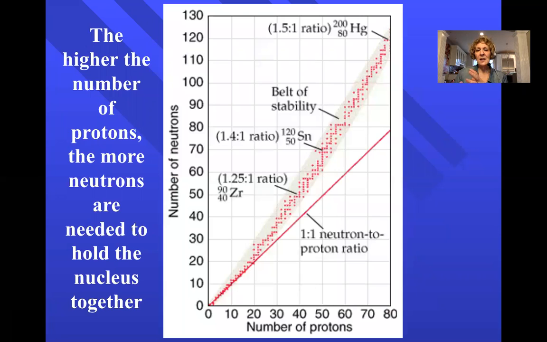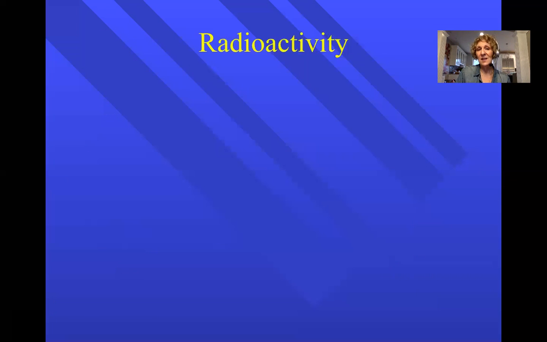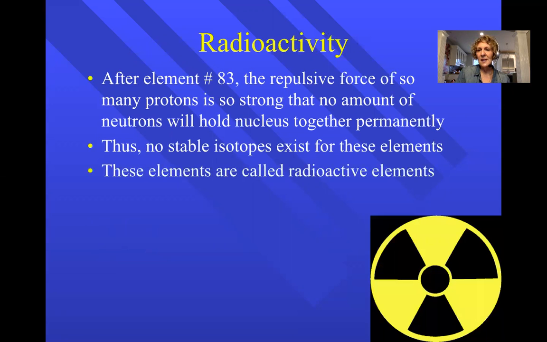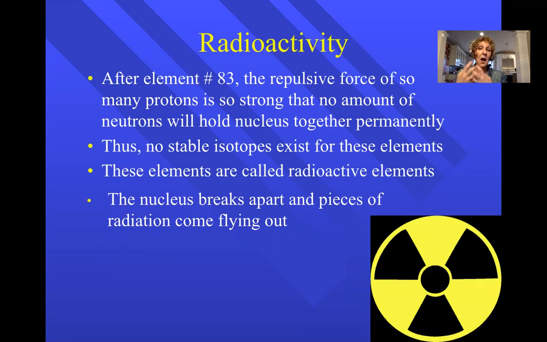But when you have a one-to-one ratio of protons to neutrons, the nucleus stays pretty stable. But as you get higher than element 83, and you get more neutrons than protons in a ratio, they start to become unstable. So radioactivity is the energy that is emitted when an unstable nucleus begins to break apart. And those pieces that break apart from the atom are called radiation.